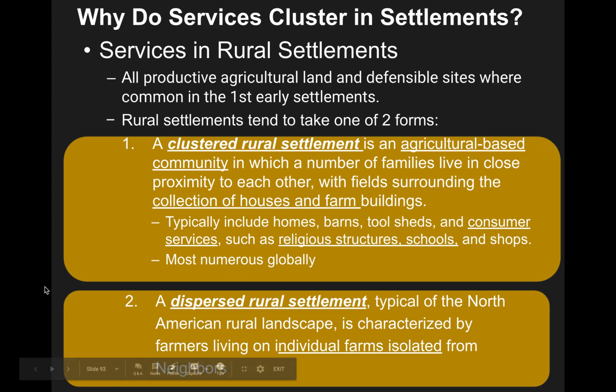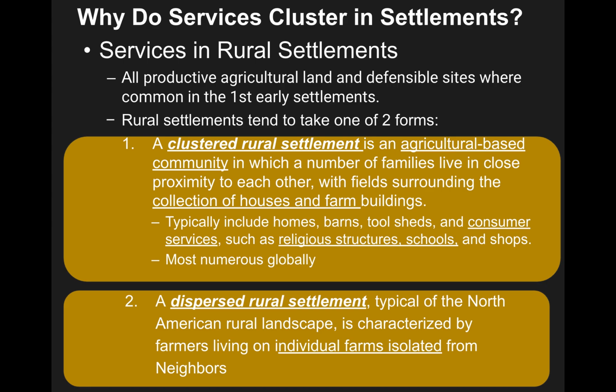Services in rural areas. Services in rural areas can come in two forms. Either it's a clustered settlement or it's a dispersed settlement. Usually a clustered settlement is an agricultural-based community. When we look at the importance of the communities between families that live in close proximity with a collection of farming houses, oftentimes you'll see homes, barns, tool sheds, consumer services, religious structures, and right next to it, schools.